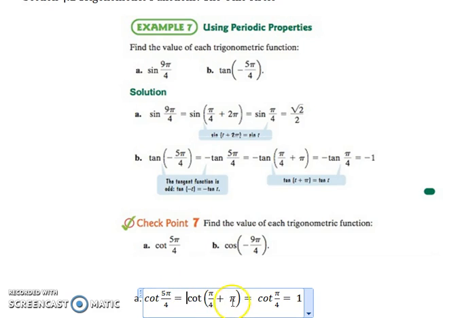5 pi over 4 is the same as pi plus pi over 4, and since cotangent, the period is pi, you can just take that out.